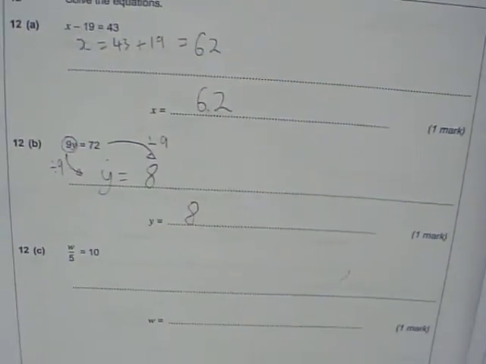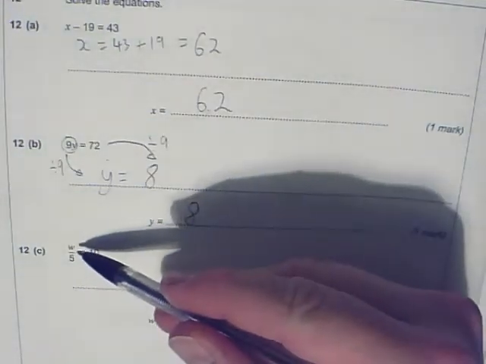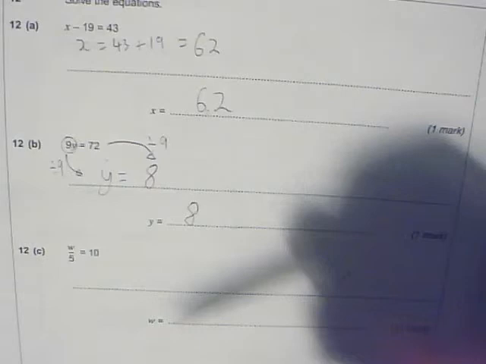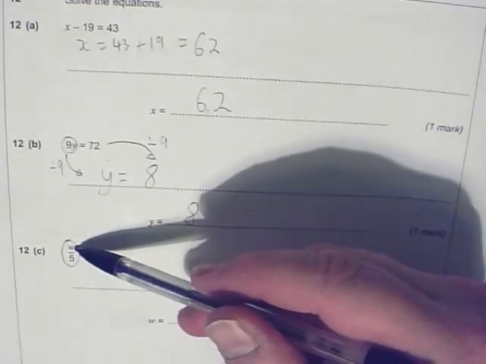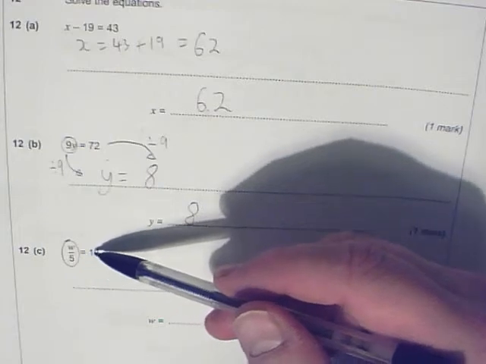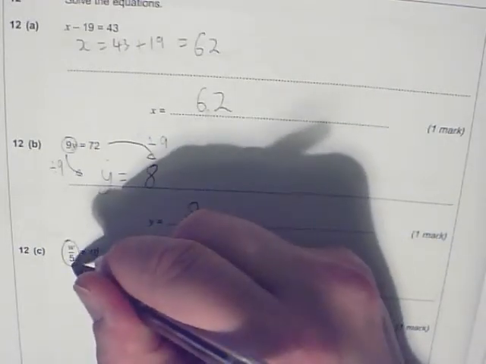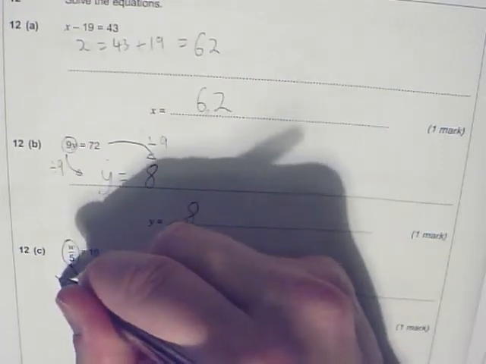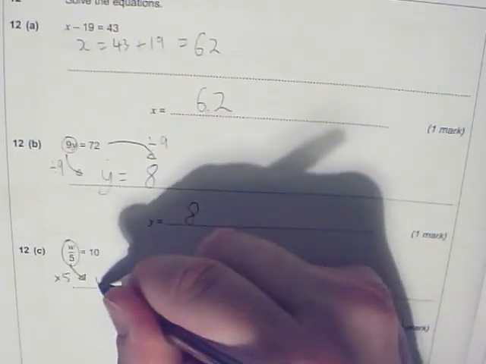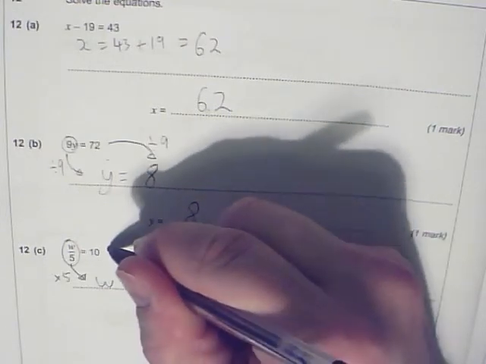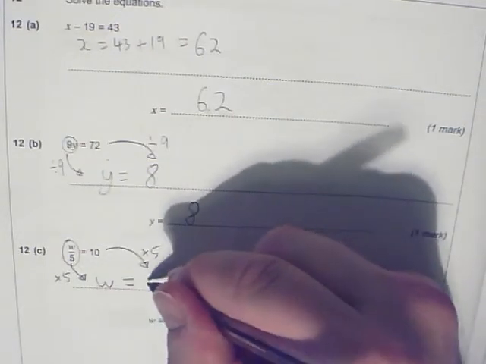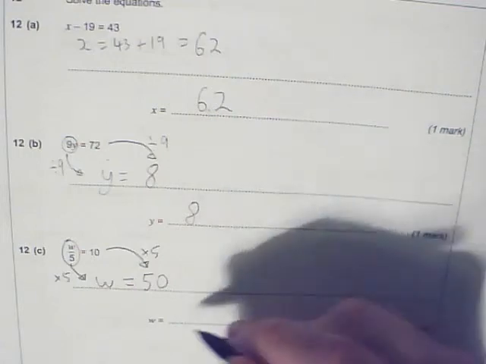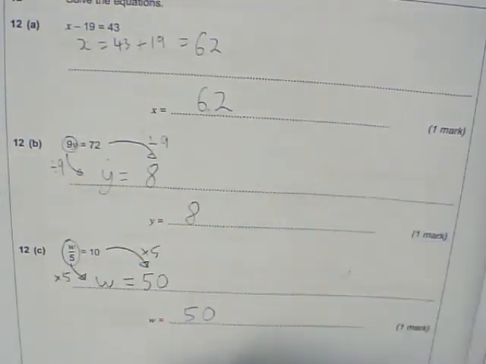Okay. 12c. W over 5 equals 10. Well, anything where you've got a line and then a 5 underneath, this means divided by 5. W divided into 5 parts equals 10. So how do I undo the dividing by 5? I need to do the opposite, so I'm multiplying by 5 to give me just W on this side. Whatever I do to that side, I must do to the other, so I must multiply that side by 5. 10 times 5 gives me 50. So W equals 50. There's another mark.